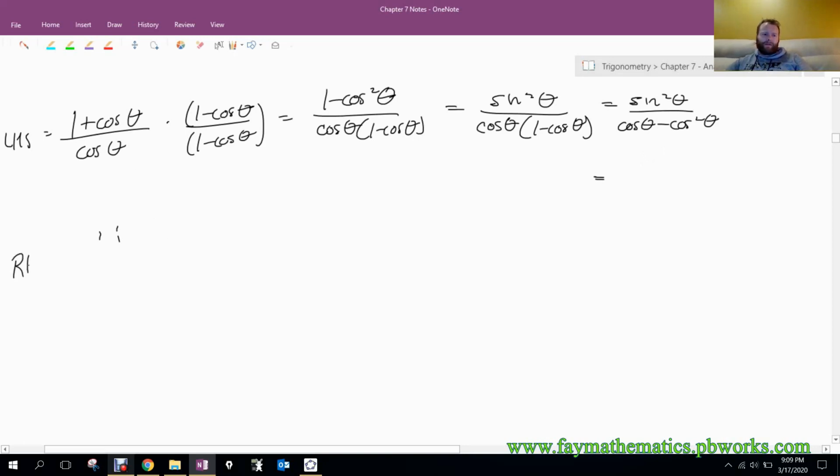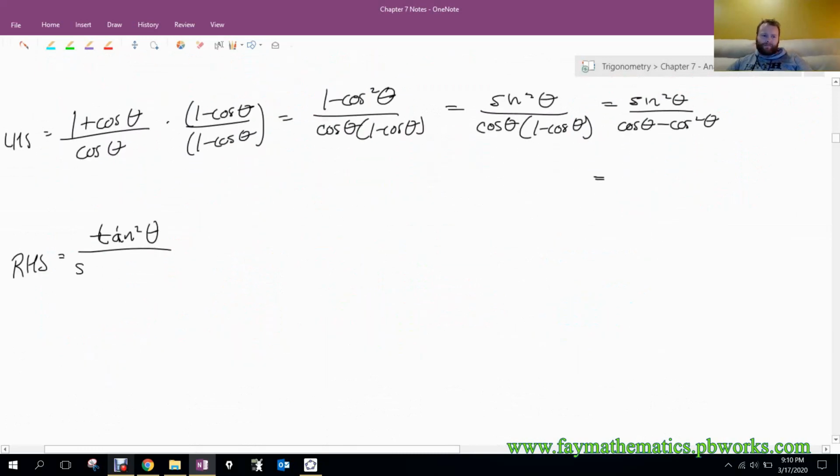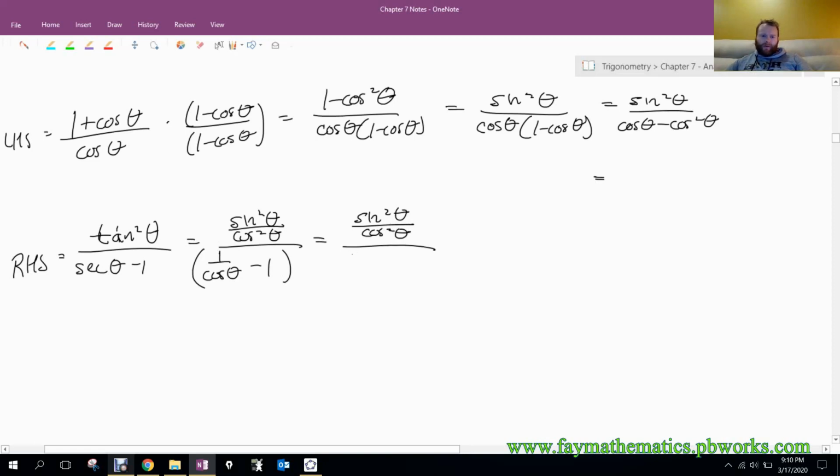And let's just grab the right-hand side, which was tangent squared theta over secant minus 1. Tangent squared would be sine squared theta over cosine squared theta. Secant is 1 over cosine theta, minus 1. I got a fraction divided by a fraction, but I don't like this one. So let's go ahead and rewrite that denominator as one fraction. So I'm going to have 1 over cosine theta minus cosine theta over cosine theta. That's just changing that minus 1 into a convenient version.